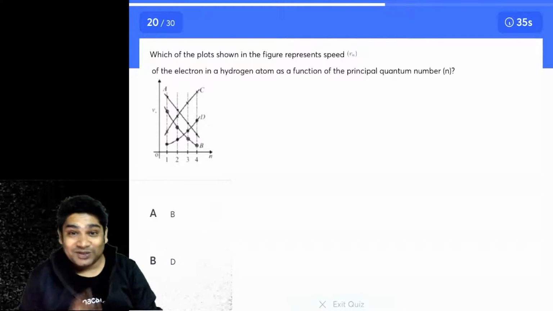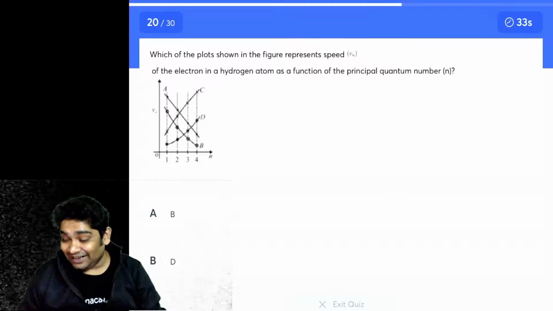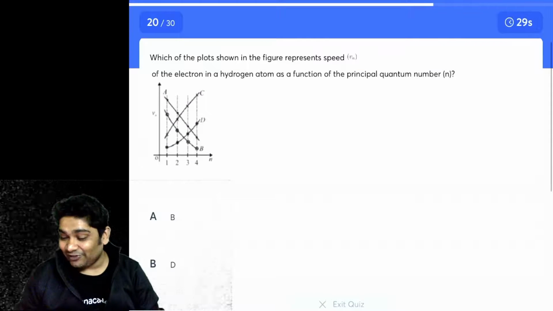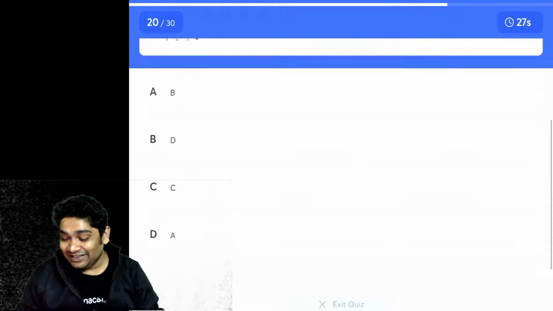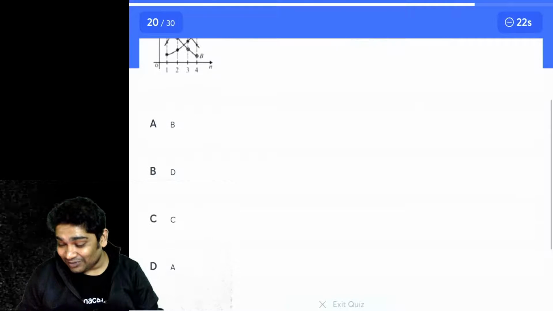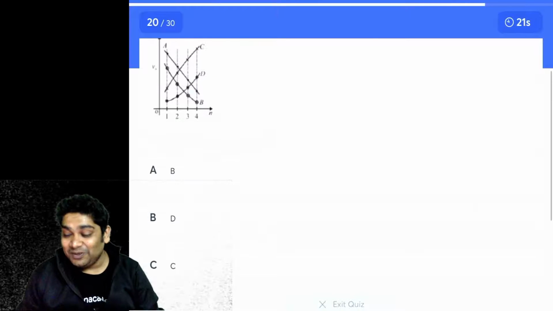So please note that the lines in the graph A, B, C, D are different from the options. So if you think line A is the answer, then you have to mark option D. If you think line B is the answer, then you have to mark option A. So please be careful about that.